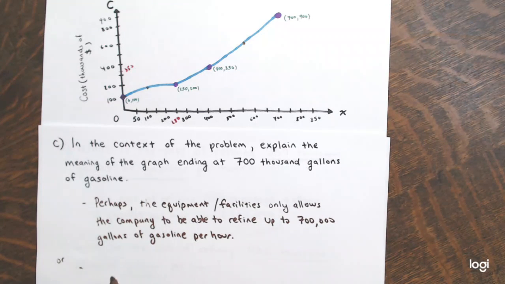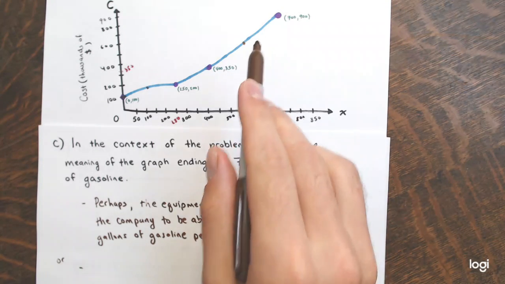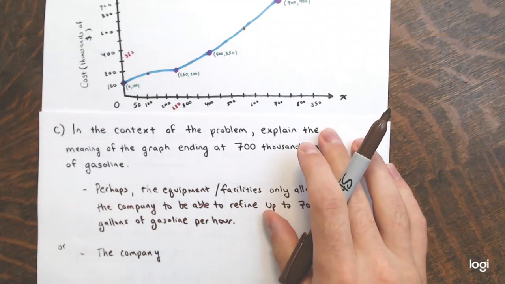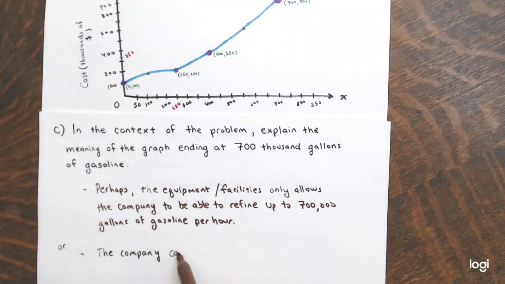Again, very open to interpretation. All we're given is a graph and nothing more, but still we can interpret. We can still say something. We can still make educated guesses as to why the graph looks the way it does. Why does it end there? So again, perhaps the company cannot afford to refine more than 700,000 gallons of gas per hour.